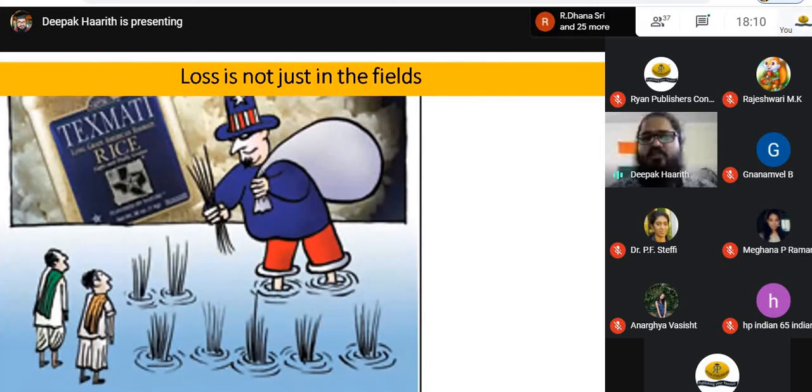I don't know if you know, but in school we learned about Texmati, which is Texas scientists taking basmati rice and patenting it as Texmati rice and selling it and making money out of the patent. Because when you get a patent, what it means is that when somebody else sells or uses it, the person who owns the patent gets a royalty or money for using it or distributing it.